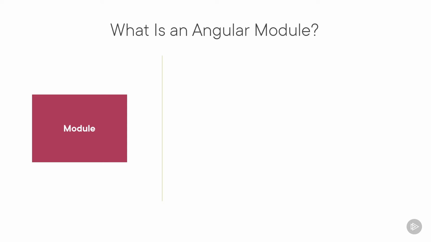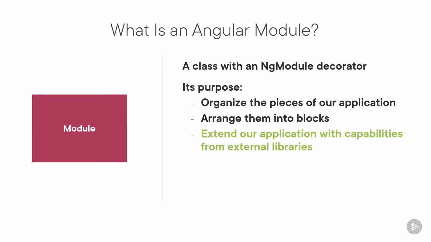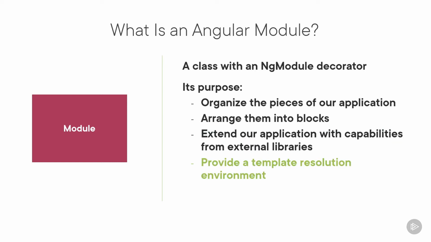What is an Angular module? As we've seen earlier in this course, an Angular module is a class with an NgModule decorator. Its purpose? To organize the pieces of our application, arrange them into cohesive blocks of functionality, and extend our application with capabilities from external libraries. Angular modules provide the environment for resolving the directives and pipes in our components' templates. We'll talk more about this in a few moments.